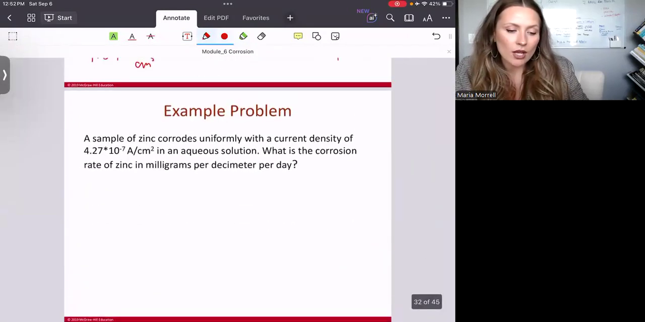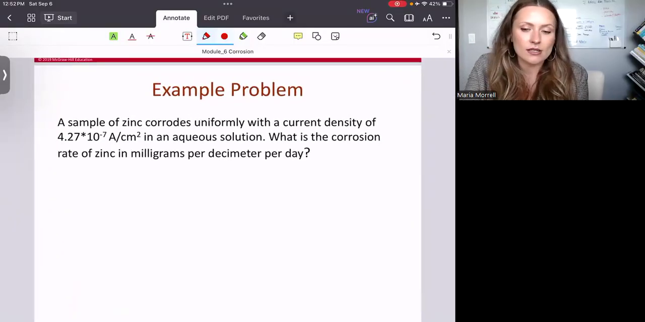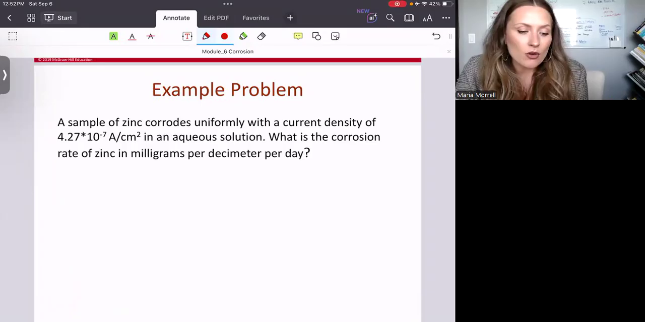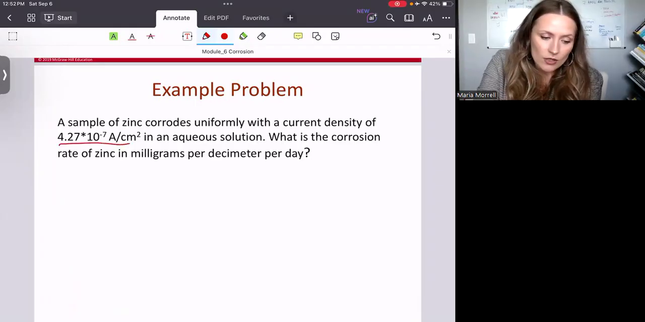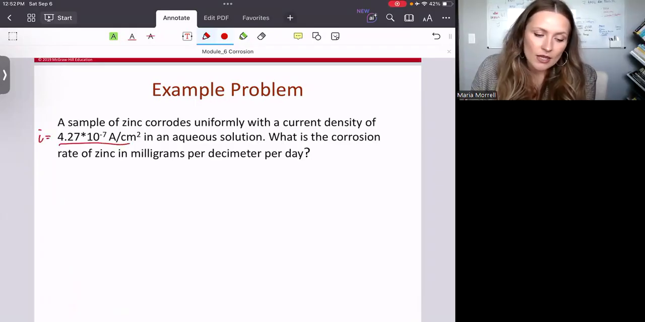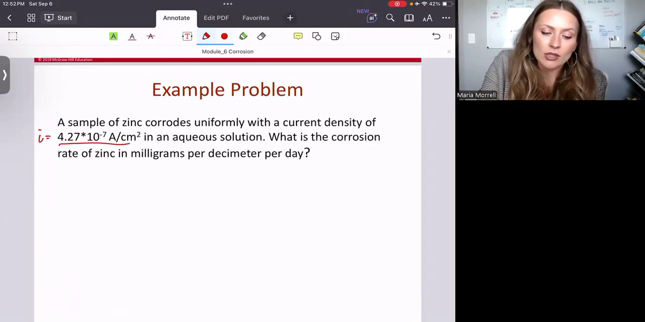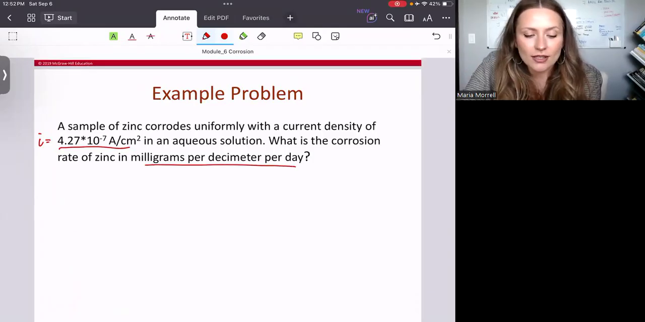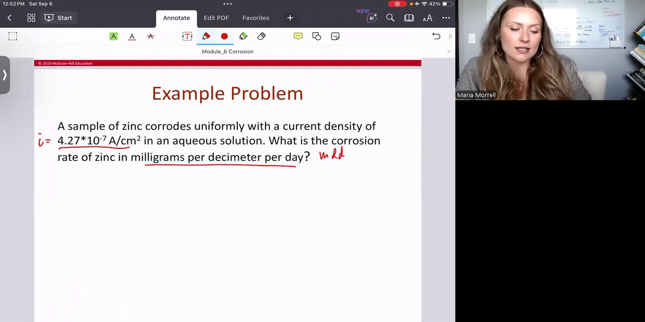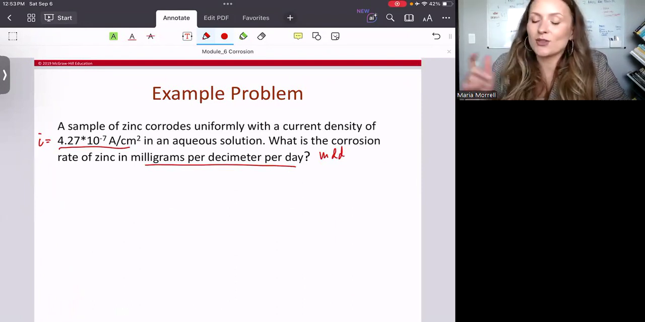Now let's see if we have one more example here, the last example for this section. A sample of zinc corrodes uniformly, meaning across the entire area, with a current density of, okay, so I'm given my current density, and it is in the aqueous solution. What is the corrosion rate of zinc in milligrams per decimeter squared per day? So I need to get to MDD. I'm given amp per centimeter squared, and I need to get to MDD.